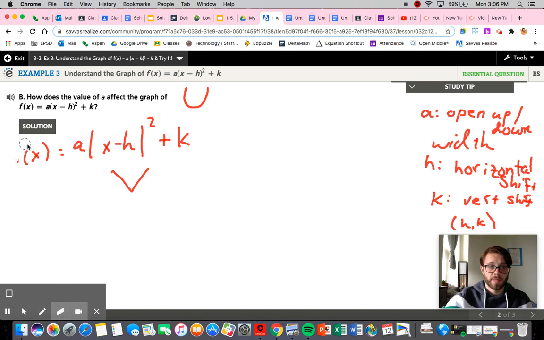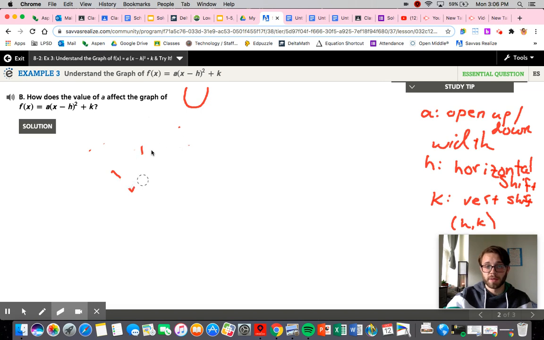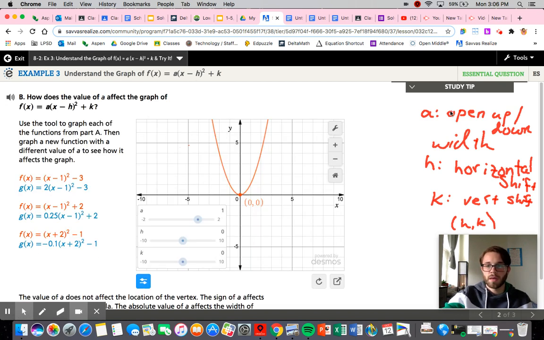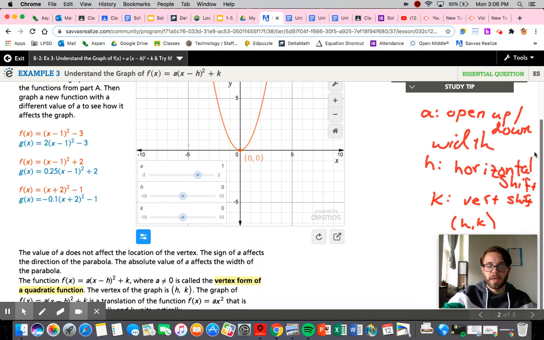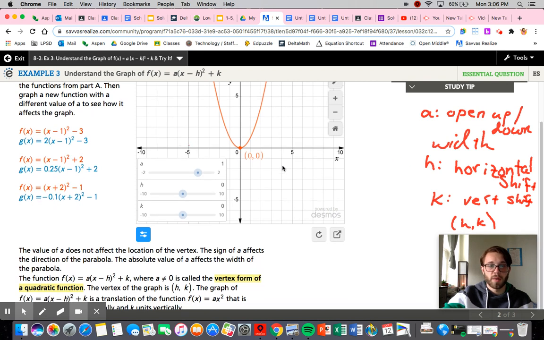All right, so let me just erase this so I can open up the other part of the screen so you can see what happens when we start fiddling around with A, H, and K. So if we open this up, you'll see first of all some pieces of information that are really helpful. We can fiddle with this and see what the different things are. We'll see that the value of A does not actually affect the location of the vertex. It just affects the direction, like whether or not it's opening up or down, and it'll affect the width.